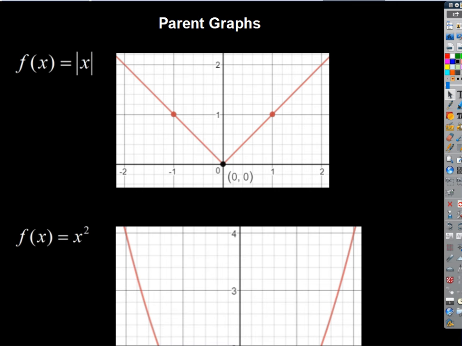The parent graph f of x equals the absolute value of x, very simple looking graph, it's a V. It's just a V. Notice that the vertex is at the origin, okay? And the right slope of the V, or the right leg of the V has a slope of 1, the left leg has a slope of -1.